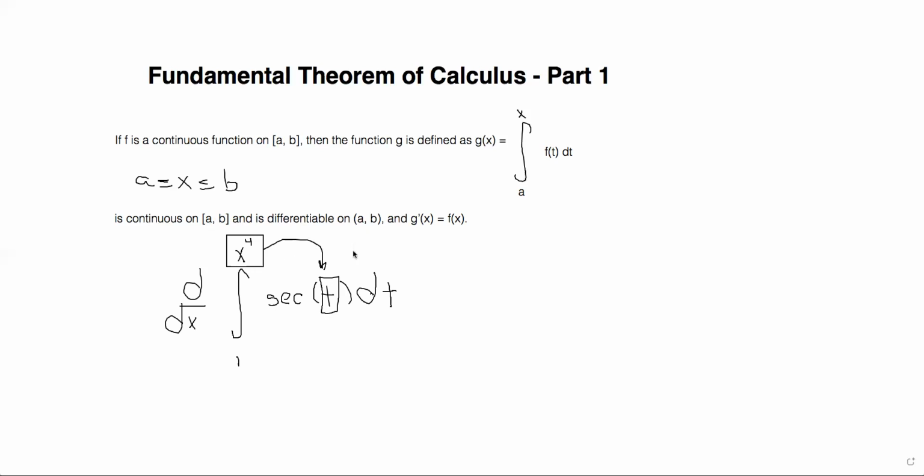So our integral, this will turn into secant of x to the fourth power times the derivative of this, which is just going to be 4x cubed. And that's it. So this would be our answer. Secant of x to the fourth power times 4x cubed. That is the derivative of this integral.